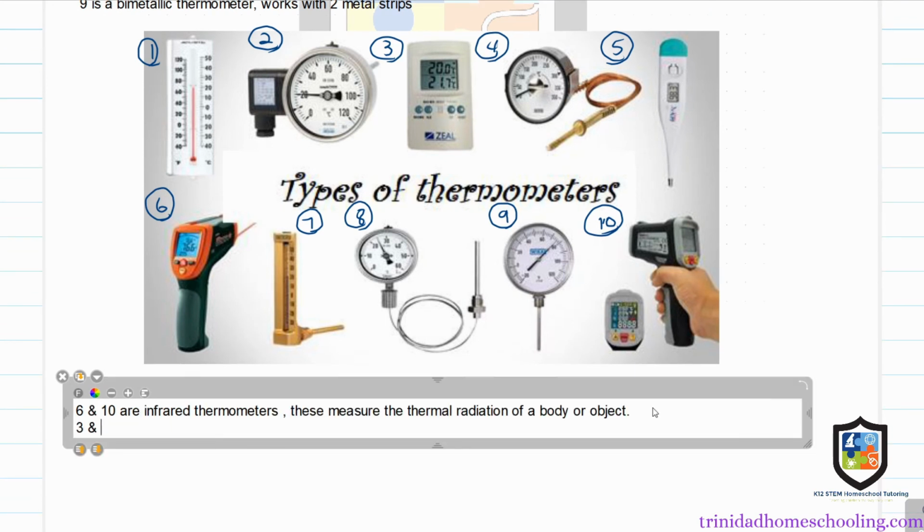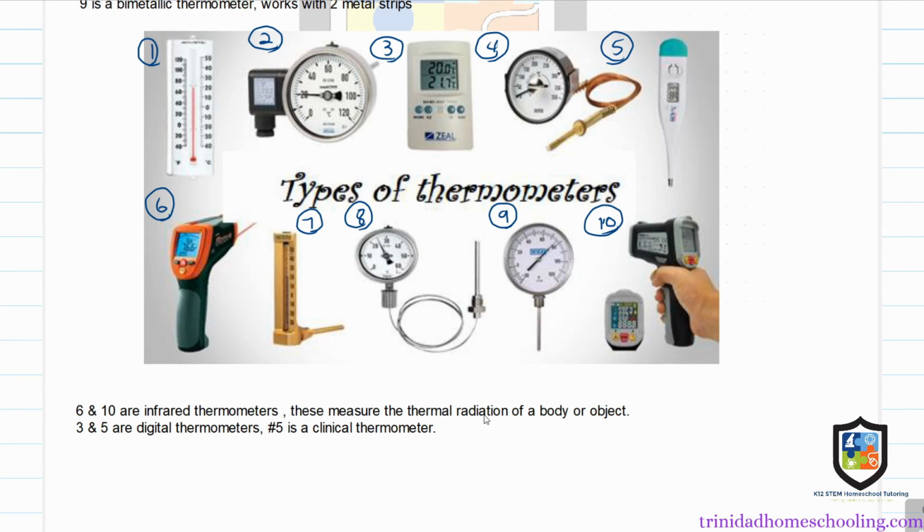Thermometers 3 and 5 are digital thermometers, and number 5 especially is a clinical thermometer. So again, in Form 4 we will go into detail about clinical thermometers, bimetallic thermometers, and liquid in glass thermometers. Okay, so these are the types of thermometers and a brief description of how they work, how they measure this temperature.